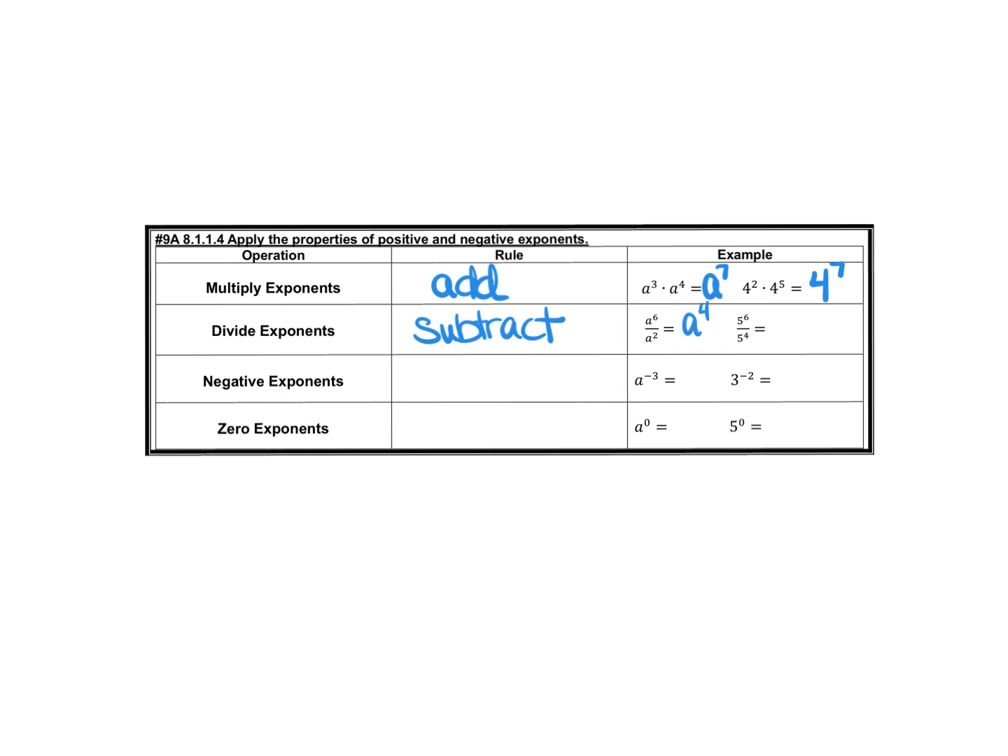Now, if I had 5 to the 6th power divided by 5 to the 4th power, that means I have 6 5's on the top and 4 5's on the bottom. Well, we're going to subtract out 4 of them, leaving you with 5 squared, or you could say 25. Either way is just fine.